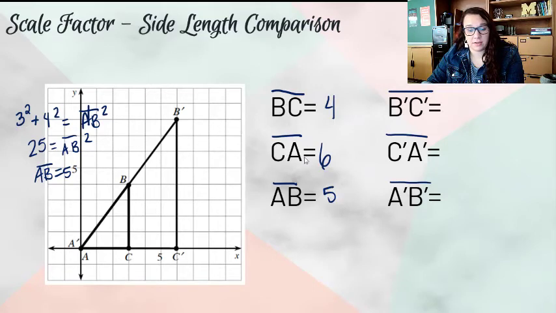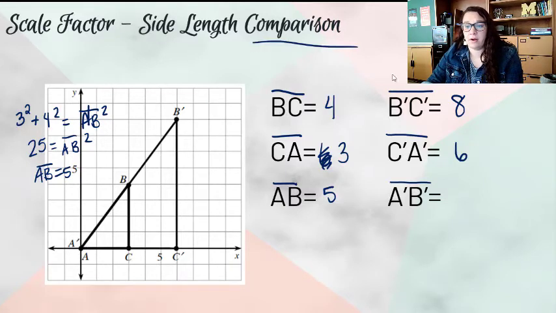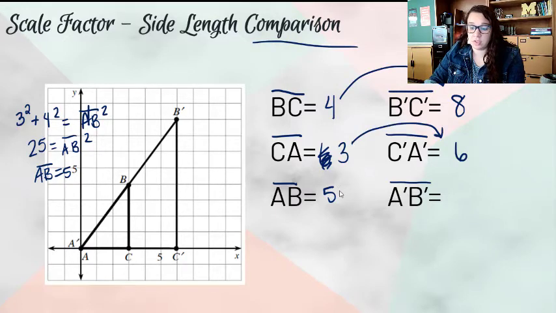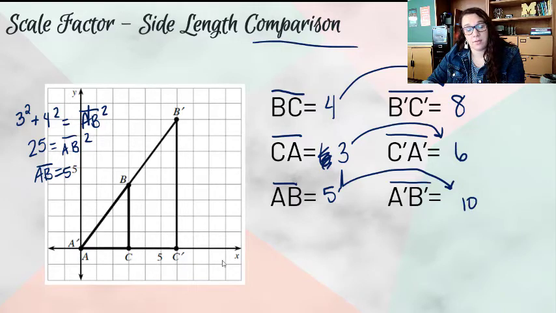Let's look at, hold on, CA, I think I wrote that down wrong. That should be a 3, my bad. I was looking at C prime, A prime, which is 6. Okay, we fixed it. B prime, C prime, so we're talking about this length here. That's 1, 2, 3, 4, 5, 6, 7, 8. And then A prime, B prime, we could do another Pythagorean theorem here, or you might notice what's going on. Let's compare. We went from 4 to 8, we went from 3 to 6. Do you think we'll go from 5 to 10? I think so. If you check it with Pythagorean theorem, you will.